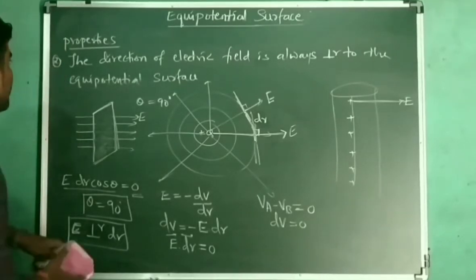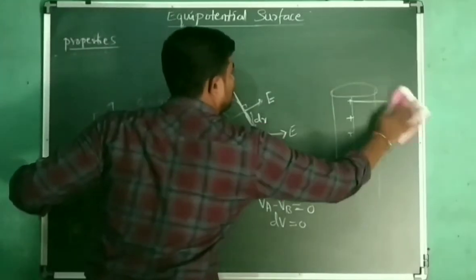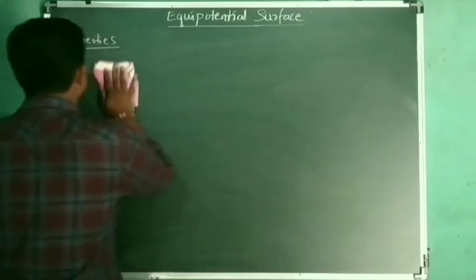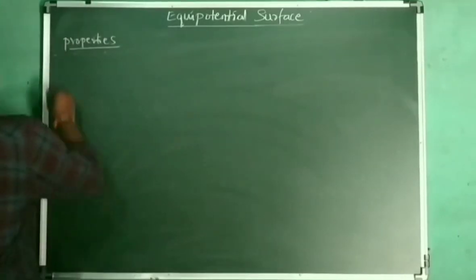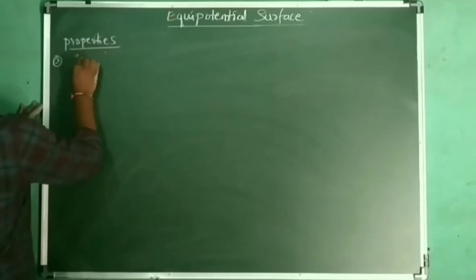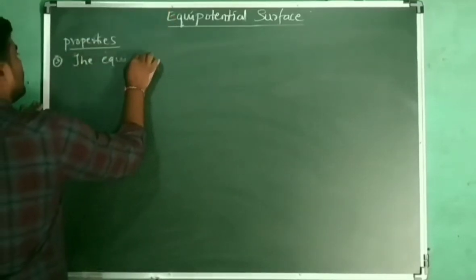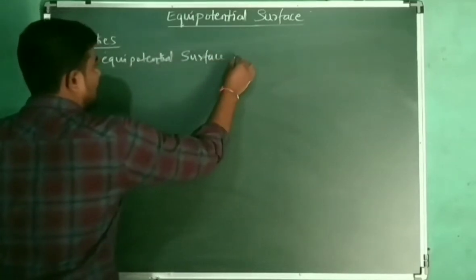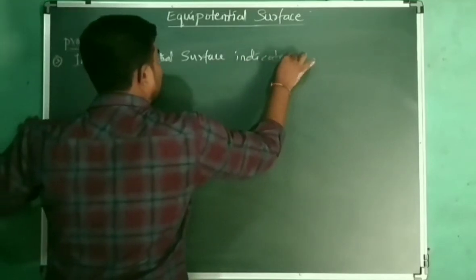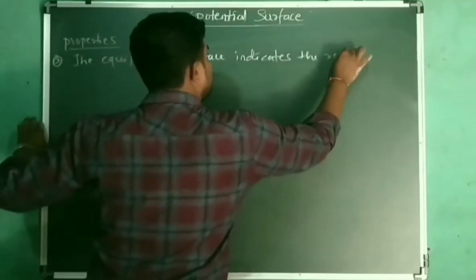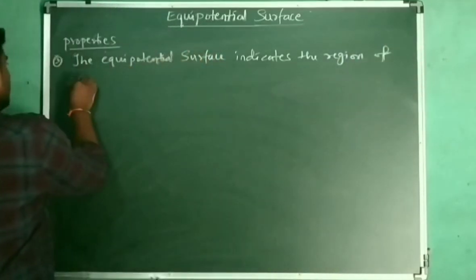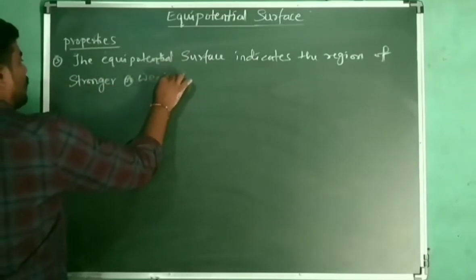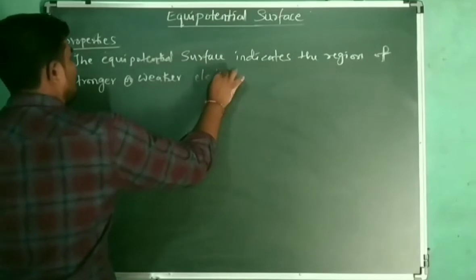Okay. Next property, third property, the equipotential surface indicates the region of stronger or weaker electric field.